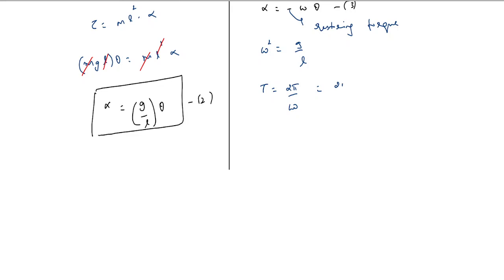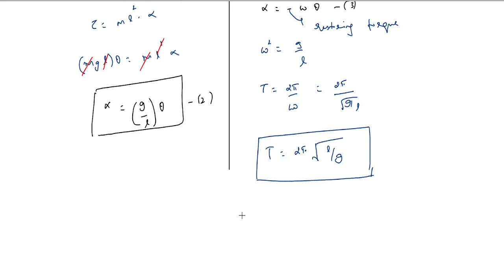is equal to 2 pi. Omega becomes under root of g by L. Therefore, time period is equal to 2 pi under root of L by g. A very, very important expression. Observe carefully here. Even though we had a bob of certain mass, the time period doesn't depend on its mass. It depends only on the length of the pendulum.